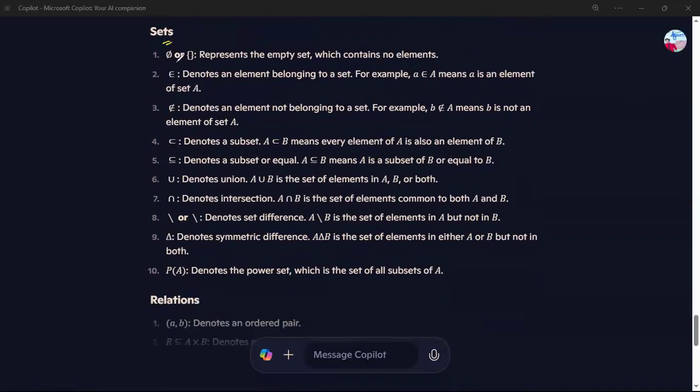First of all, about sets. As we know, this phi represents the empty set, which contains no elements. This symbol denotes an element belonging to a set. For example, element a belonging to set A means a is an element of set A. Clear? Yes, sir.